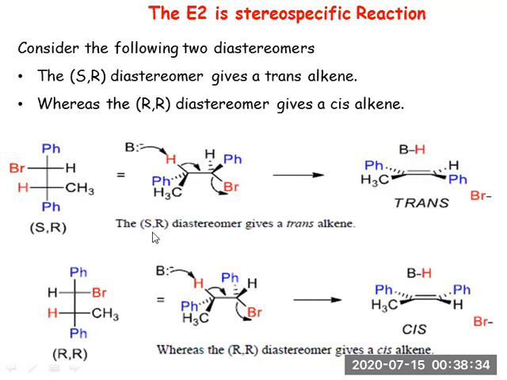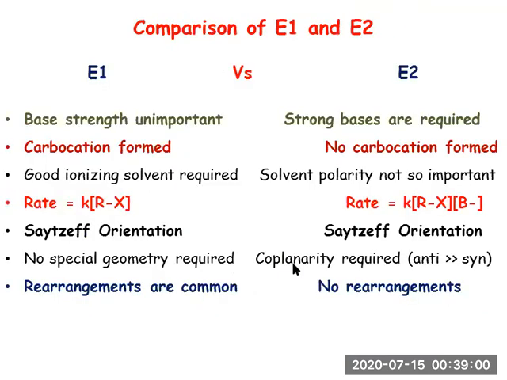If I use the SR diastereomer. If I take RR, then this is how the reaction takes place, and you'll find that the cis product is obtained as a major product. So the diastereomers will give you different products if the mechanism followed is an E2 elimination reaction. So SR will give you trans, RR will give you cis olefin as a product.